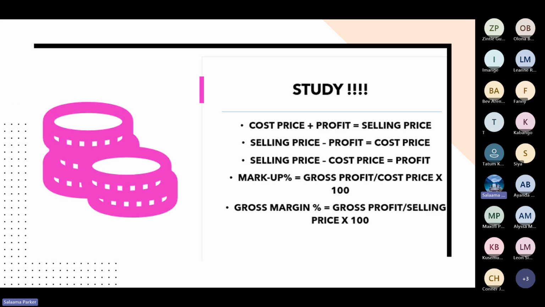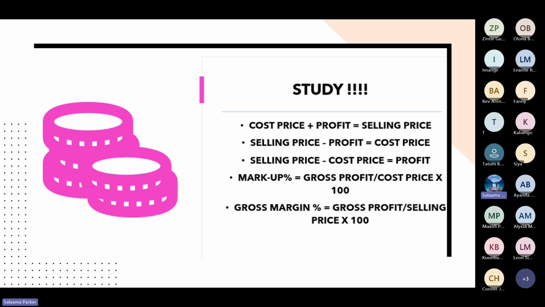Remember I told you to study these formulas. So this is the formula for markup percentage. You take your gross profit and divide by your cost price, which is also your cost of sales. Or if they ask you to calculate the gross margin percentage, that is gross profit over your selling price times 100. So to get to the markup percentage, I need to first calculate gross profit.